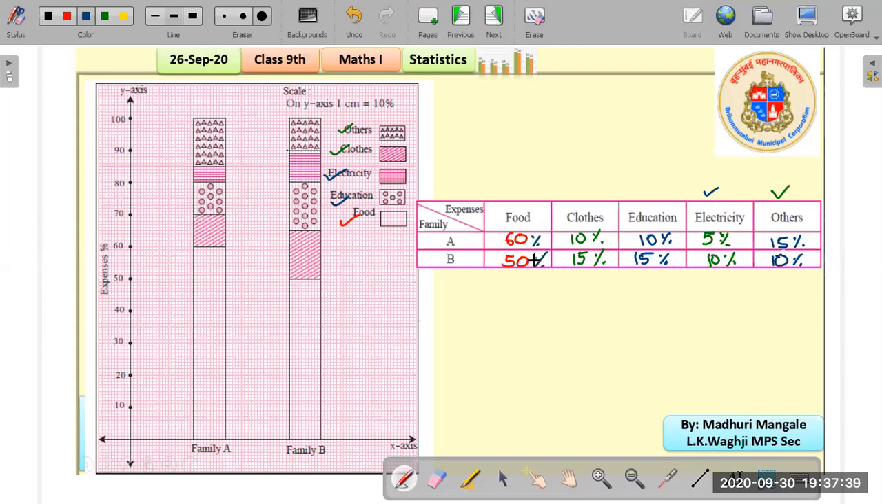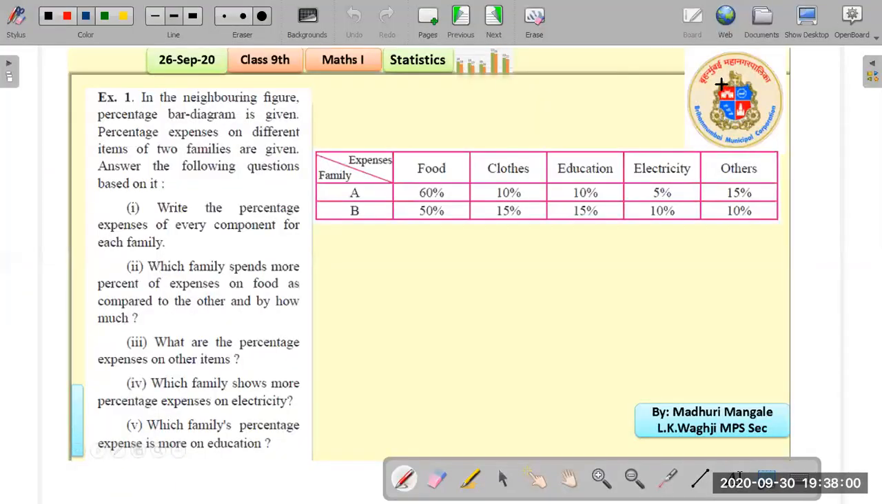And now we have to answer the questions. Once we get the table, it is super easy to answer those questions. Let us go and answer them. So these are the questions. The first question is, which family spends more percent of expenses on food?